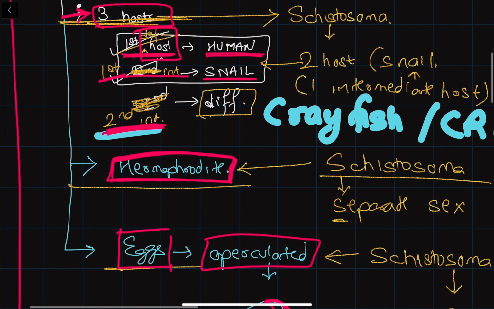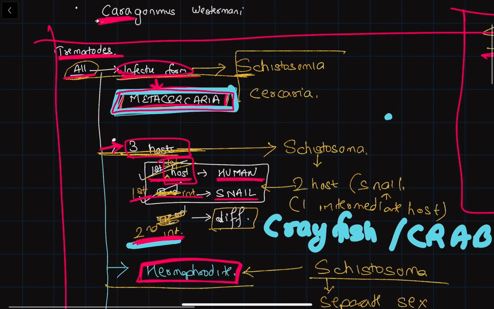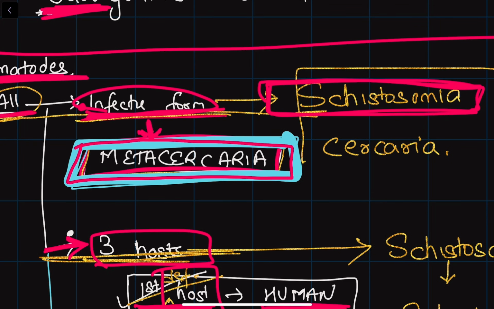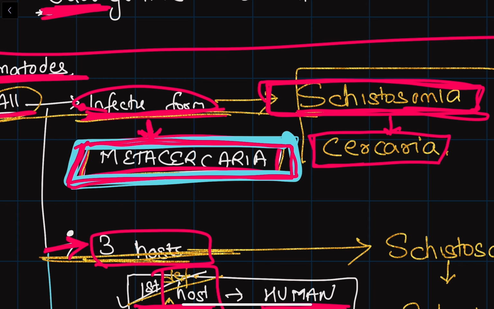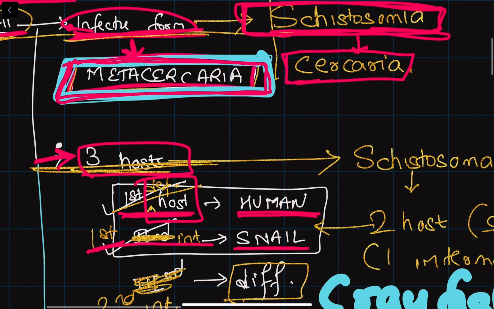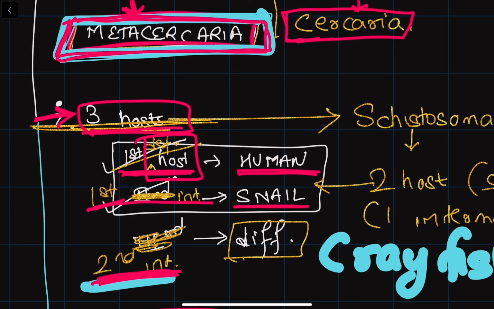There is an exception to all of these points, and the exception is the same organism, Schistosoma. So you need to remember that Schistosoma is an exception in all of these points. The first point, the infective form, is the metacercaria for all the trematodes except Schistosoma, whose infective form is cercaria instead of metacercaria. Schistosoma, cercaria.